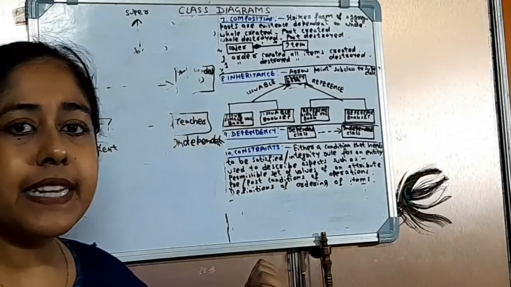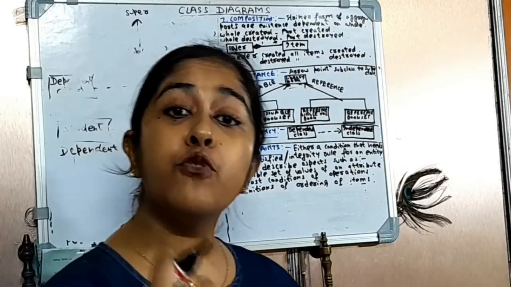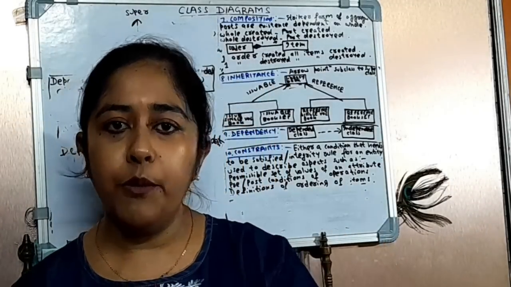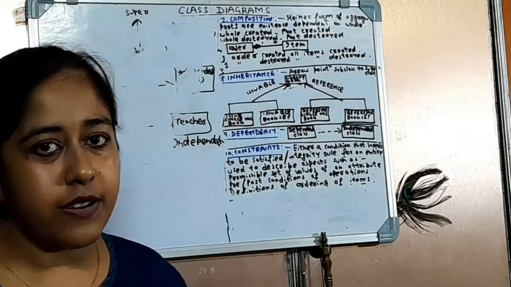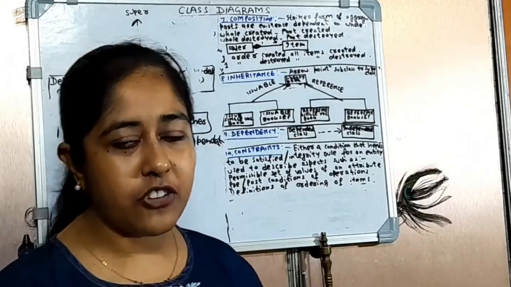So constants are basically what? They are some kinds of rules which are made, which have to be obeyed by your class diagrams. So this is the whole thing which is included in your class diagram, that is under your structural view.